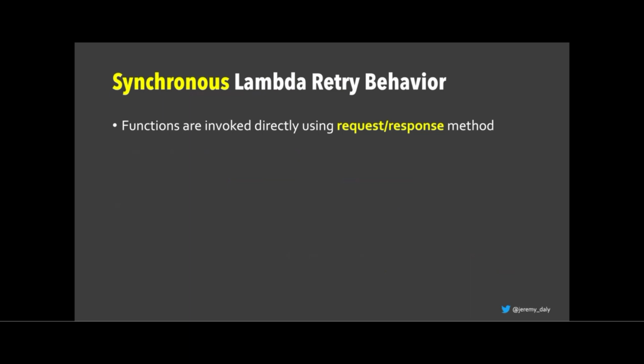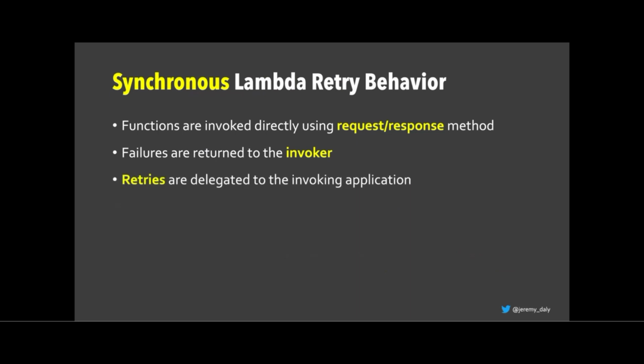So as we said, these are invoked using a request response method. Failures here would be returned back to the invoker, right? And so again, if you catch that error in your code and you don't return an error, then it would just assume that it worked correctly. So we don't want to do that. Instead, we want to fail that function, bubble that error up, and that actually gets returned to whatever the invoking service is. Any retries would be delegated to the invoking application. So there are some services that would automatically retry.